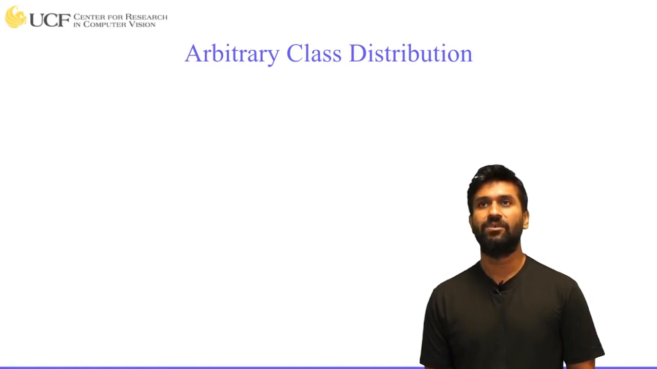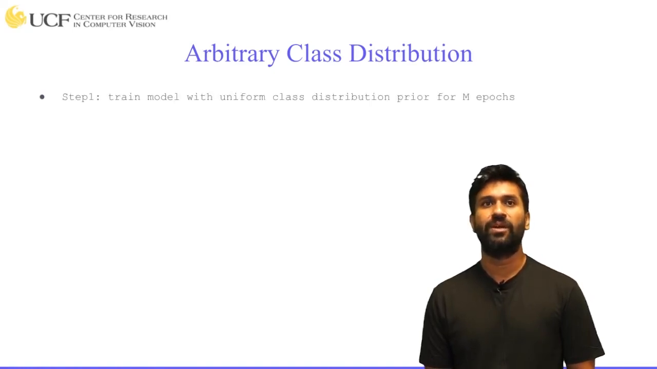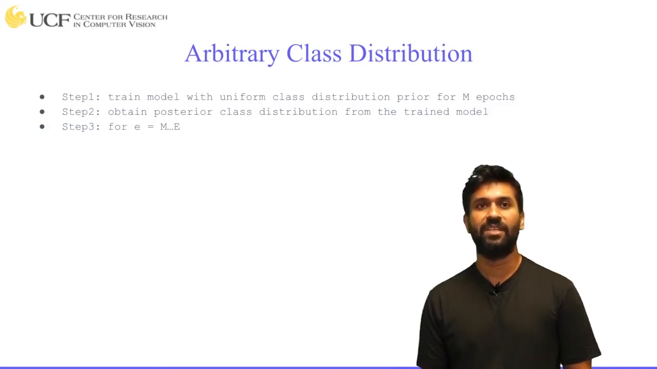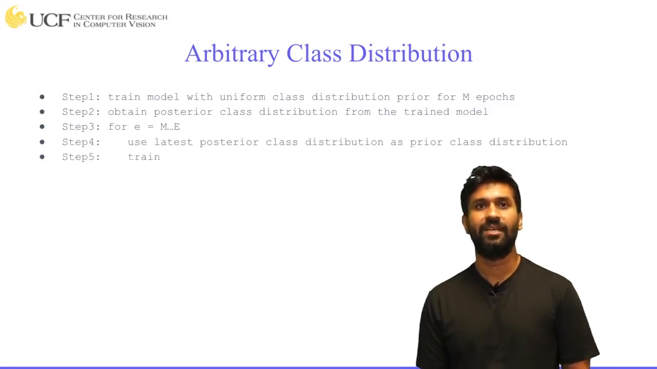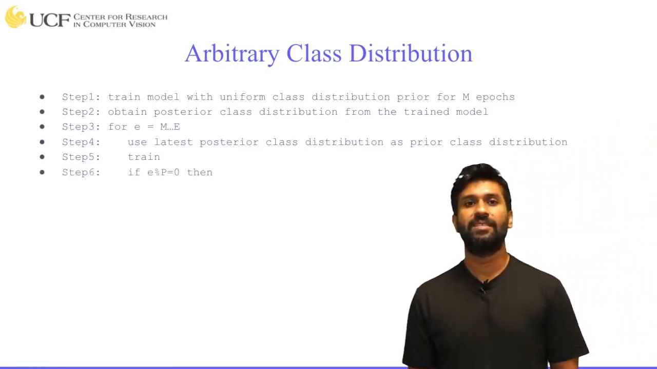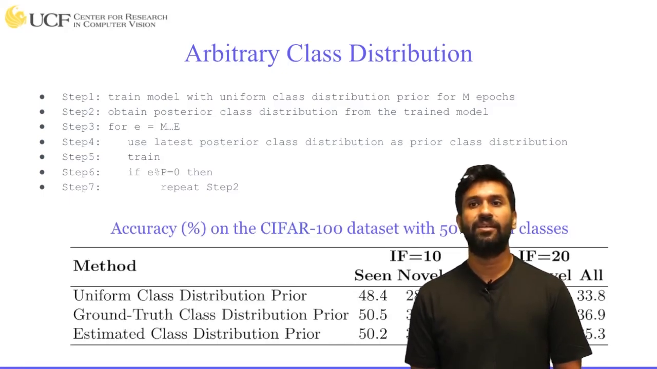To answer that question, we make a simple modification to our method, where we train our model with uniform class distribution prior for certain warm-up epochs. After that, we obtain the posterior class distribution from the trained model. That means we run inference on the unlabeled data. Then for iteration from M to E, that means the end of the training, we use the latest posterior class distribution as our prior class distribution and train our model. Then after every P iterations, we generate the posterior class distributions again to update our prior. Here are our results.